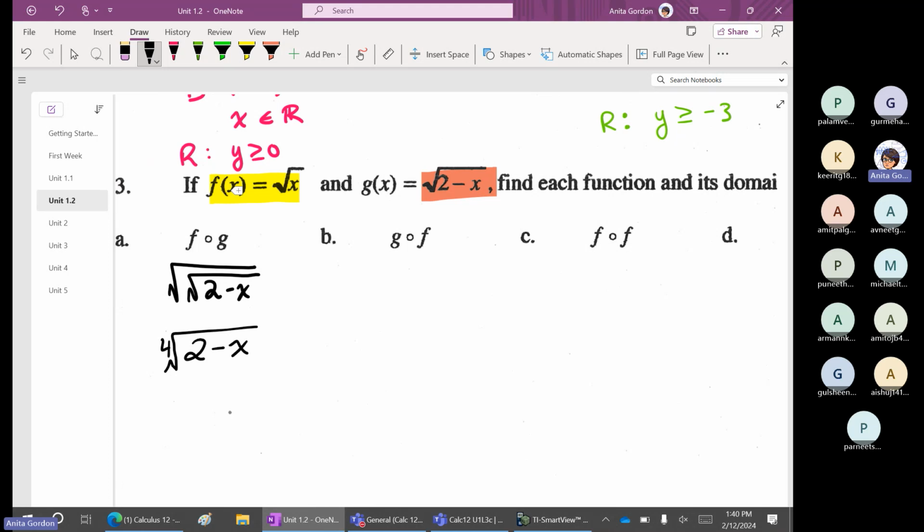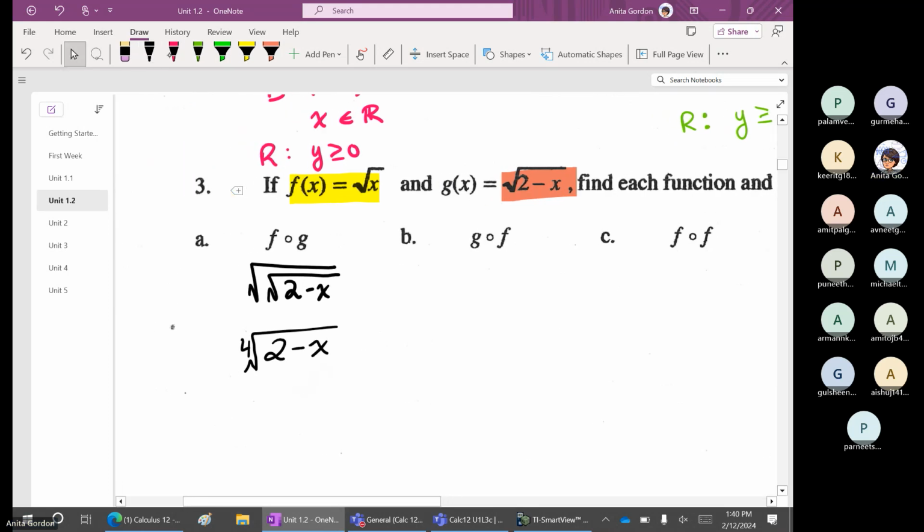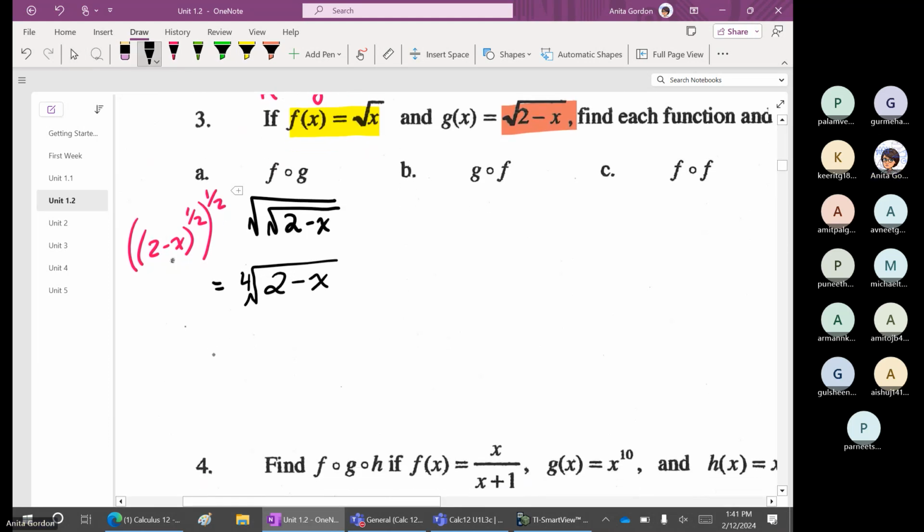How did you get that? Power of a power, right? This is the same thing as saying 2 minus x to the power 1/2 all over to the power 1/2. Okay. Domain. This is an even root. Means we cannot have negatives on the inside of this root. So we need 2 minus x to be positive.